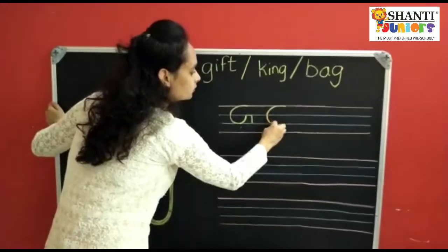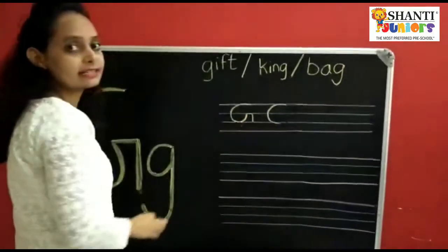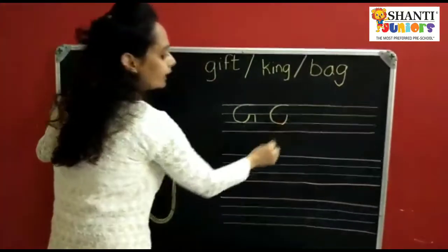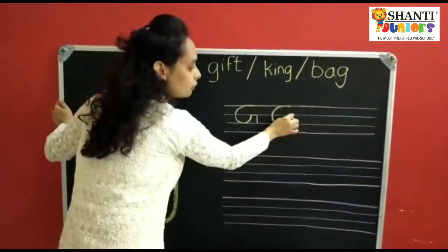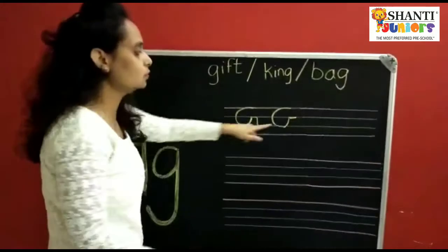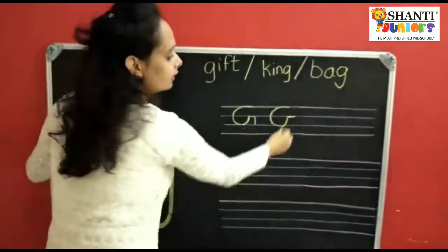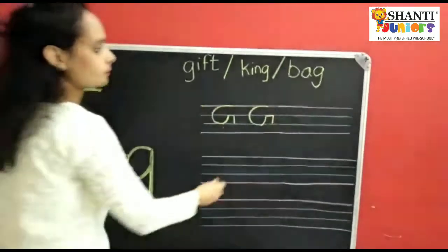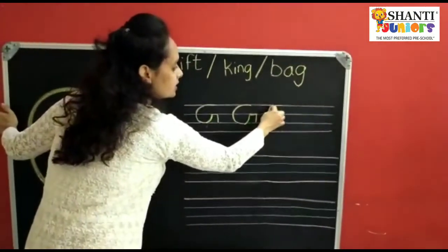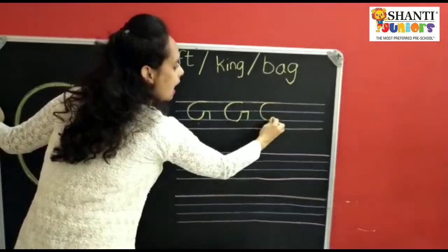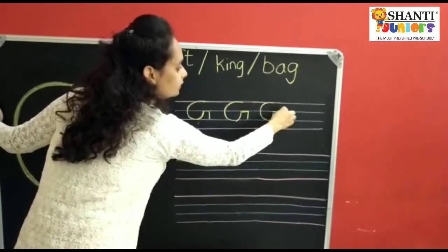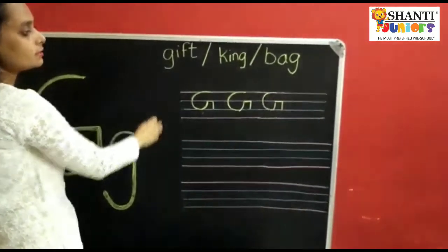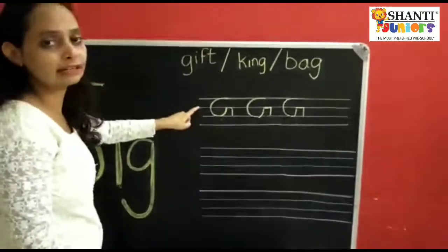Curve. First you have to write C. Okay, now from here you go up till the blue line. Okay. Then from the blue line you have to do a small sleeping line and a standing line. It becomes letter G. This is capital letter G. Curve, up, sleeping line, standing line. It becomes letter G. Okay, children? So this was capital letter G.